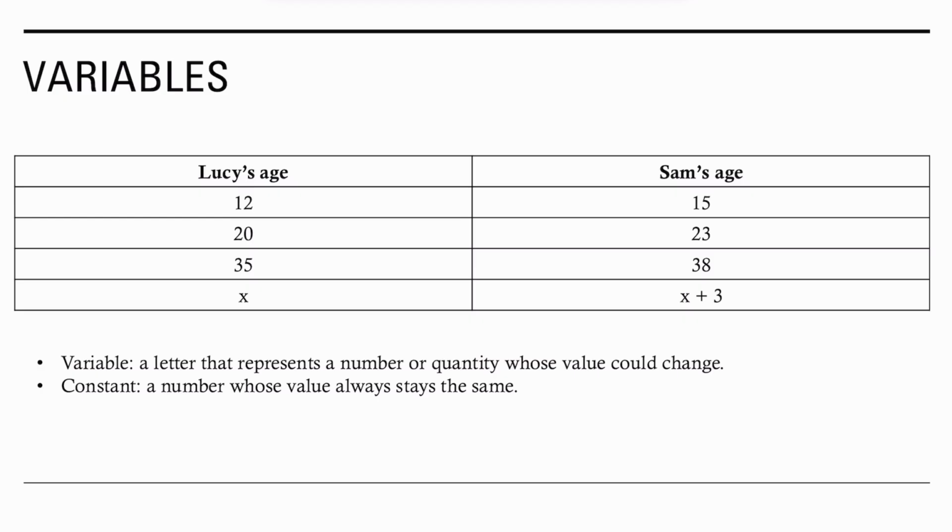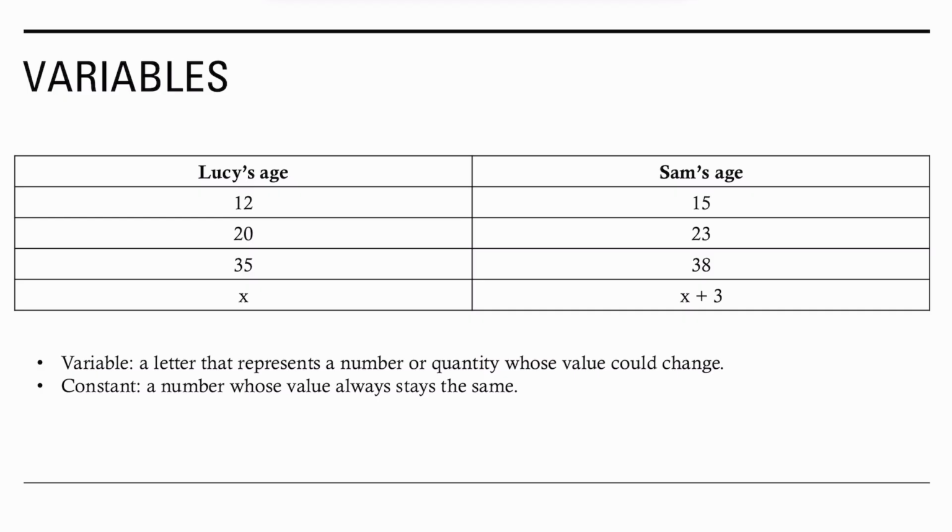Right now, having a look at an example, we can see two siblings here in the table. We've got Lucy and Sam. Sam's Lucy's older brother, and Lucy is 12 years old currently. If Sam's 15, then you can see there's a 3-year age gap between them, right? And so at 20, Lucy would be 3 years younger. When Lucy's 20, Sam will be 23. When Lucy's 35, Sam will be 38.